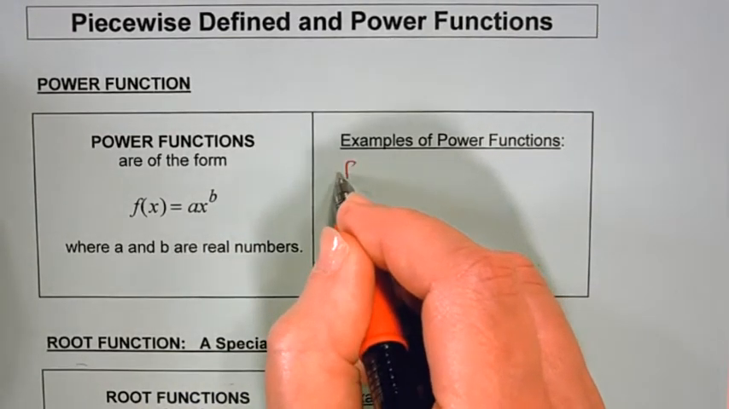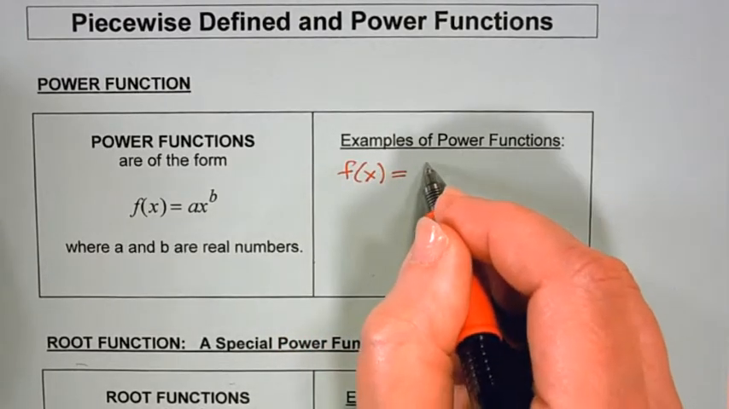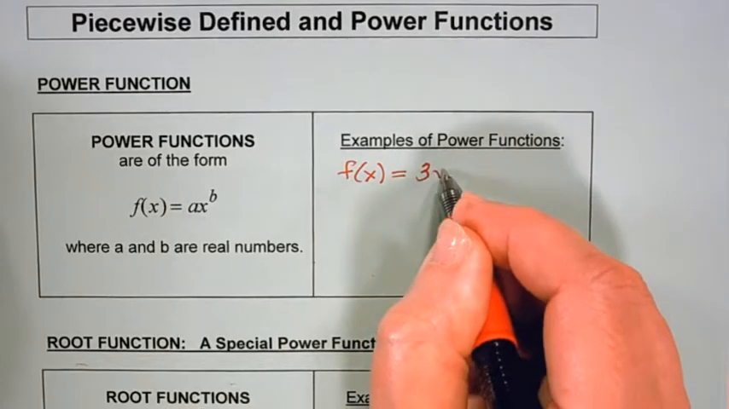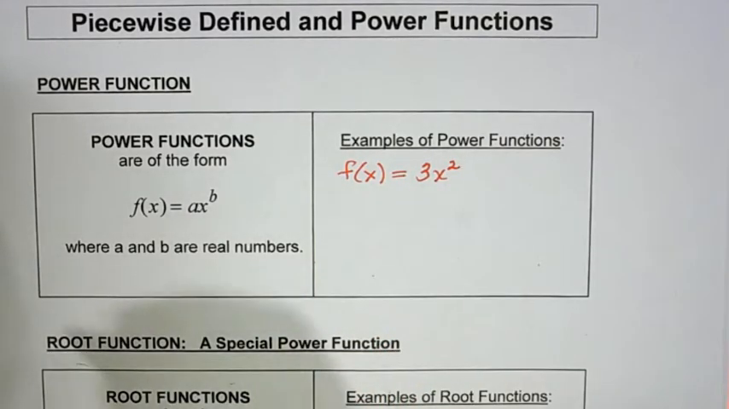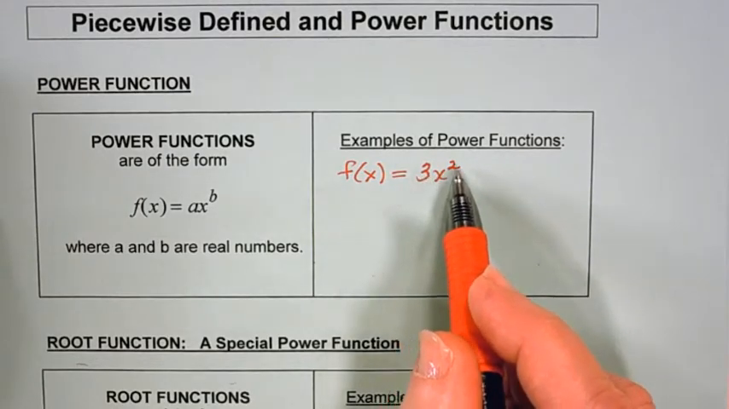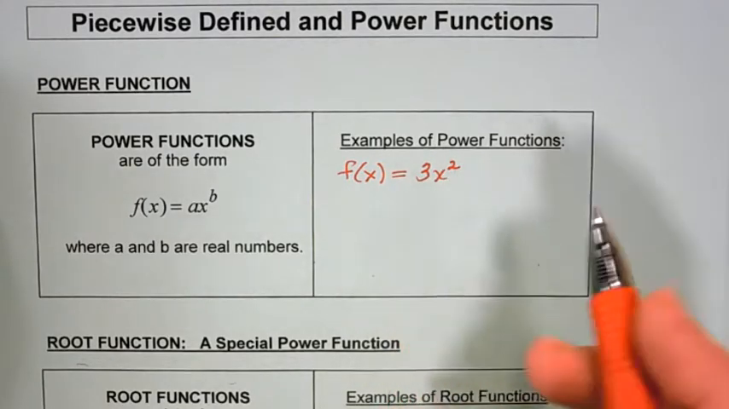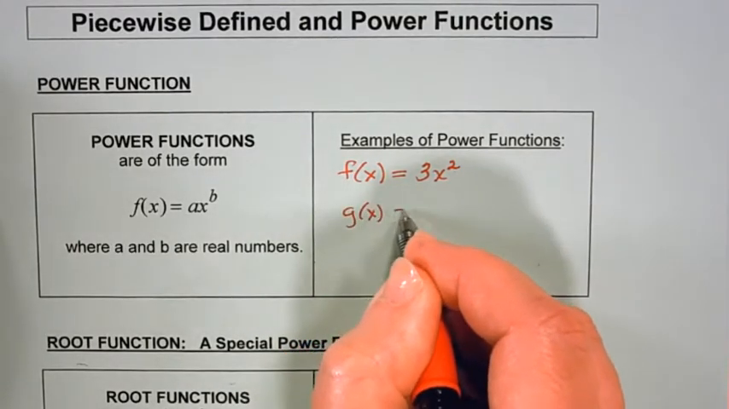Let's look at one that you're familiar with from a previous section. A quadratic equation that only has one term is a power function. So we have a being 3 here and b being 2 there. Let's look at some other ones. There are many types of power functions.